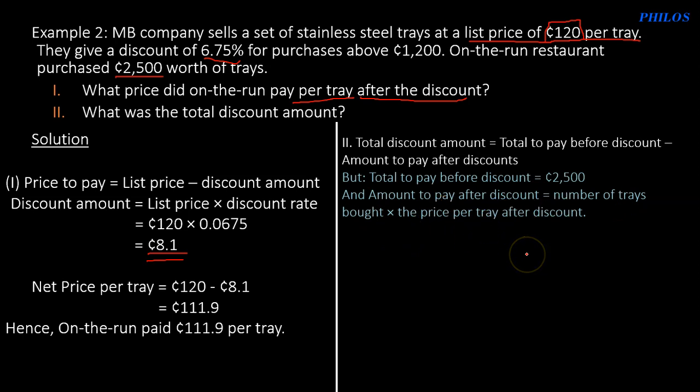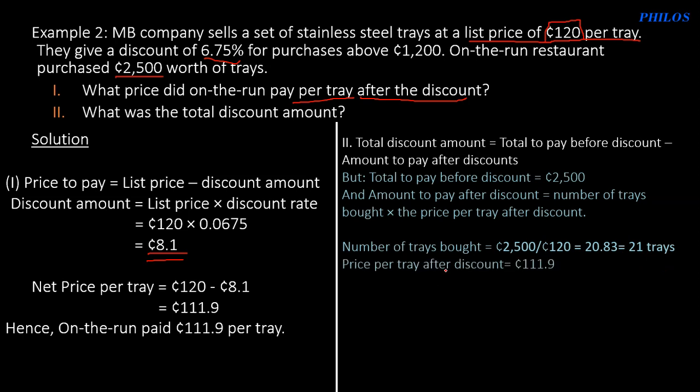To know the number of trays purchased, you can take the amount which was supposed to be paid by On the Run, which is 2,500, and divide it by the price of one tray, which is 120. When you do that, you get 20.83. But a tray is a countable item, and 20.83 is not countable, so you can approximate it to 21. So you can say 21 trays.